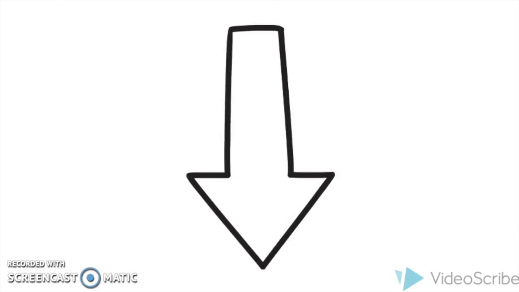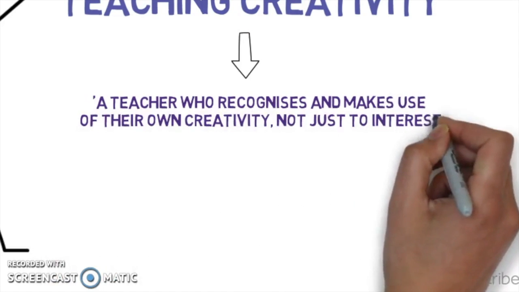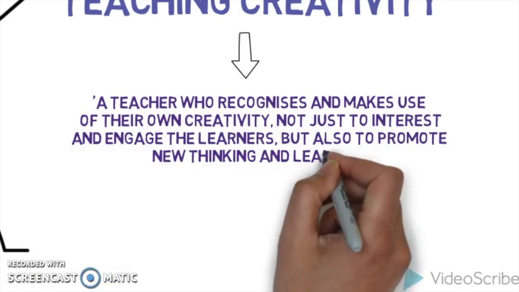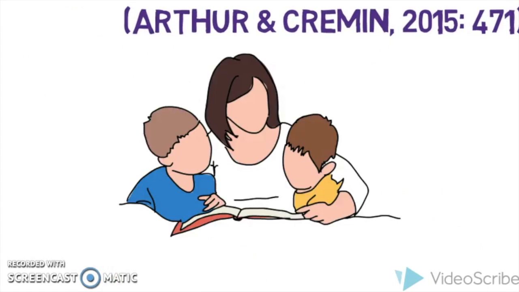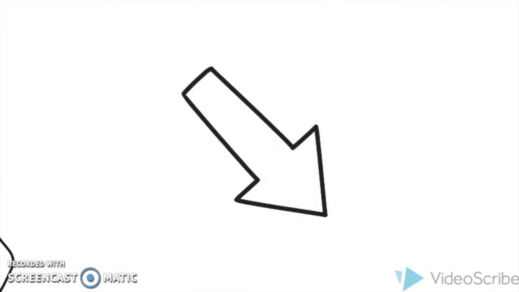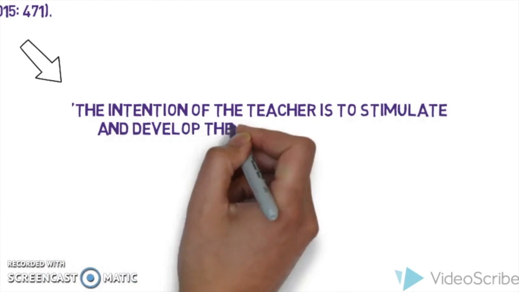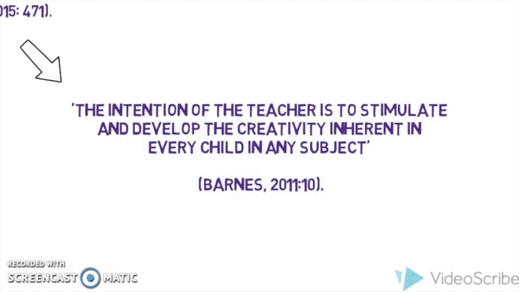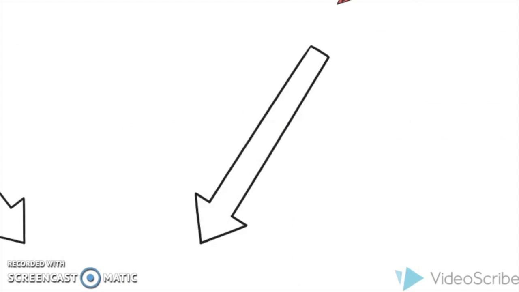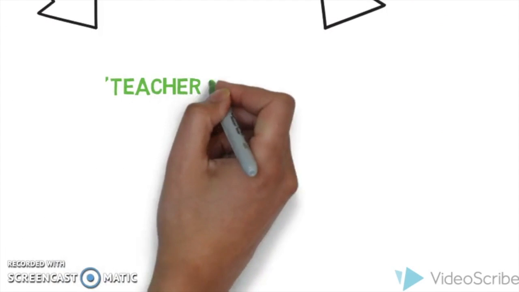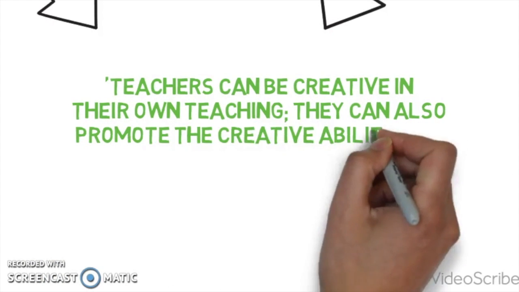Arthur and Kremen go on to describe teaching creativity as a teacher who recognizes and makes use of their own creativity, not just to interest and engage the learners, but also to promote new thinking and learning. Barnes agrees that teaching creativity aims to develop children's creative curiosity. He states that the intention of the teacher is to stimulate and develop the creativity inherent in every child in any subject. It is important to note that both types of teaching are often necessary in providing a creative learning environment. The NACCCE argue that teachers can be creative in their own teaching, they can also promote the creative abilities of their pupils.